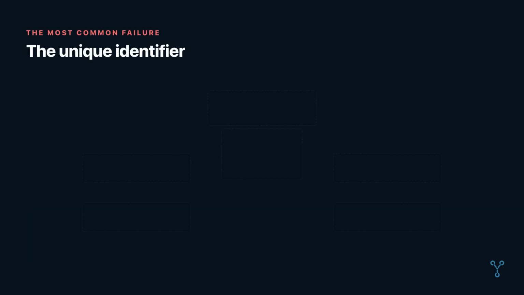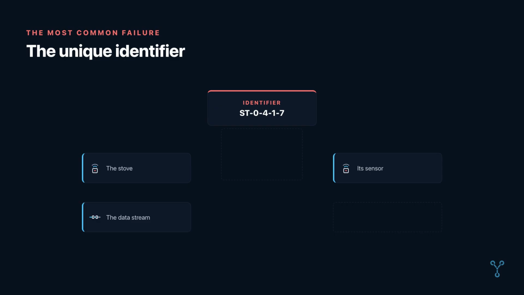The most common failure point in any climate data system is the unique identifier. A unique identifier is a distinct code. You assign it to a specific data source, device, or transaction. This allows you to track it across different databases and processing stages. In our metered cookstove example, each stove must have a unique identifier. This links the physical device to its sensor. It also links to the sensor's data stream and the household it serves.